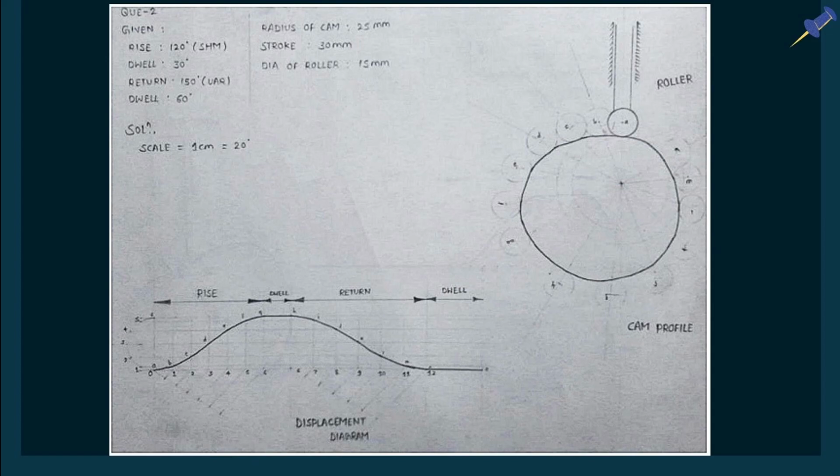And then at last we have to draw a smooth freehand curve tangent to all these circular rollers. And here we complete our cam profile for the roller follower. In this way we have completed our displacement diagram as well as the cam profile for this question.